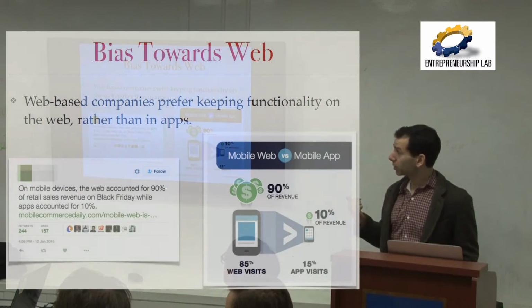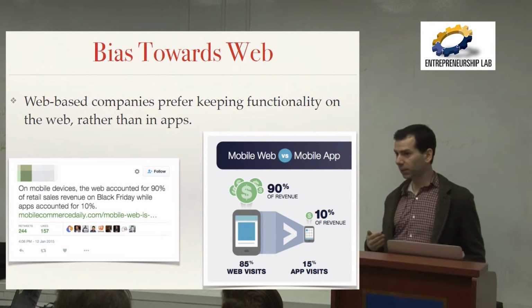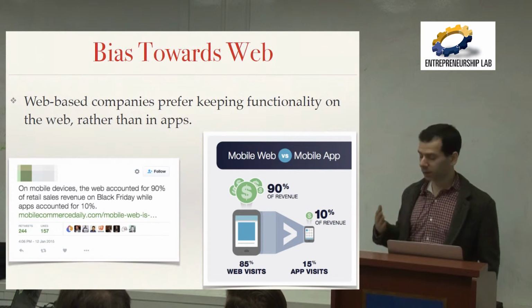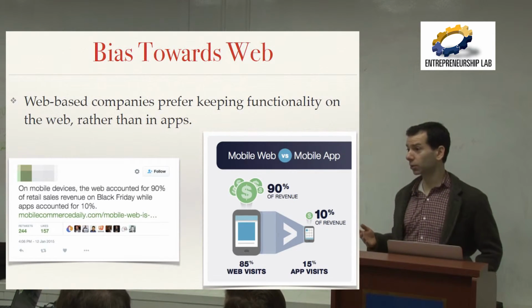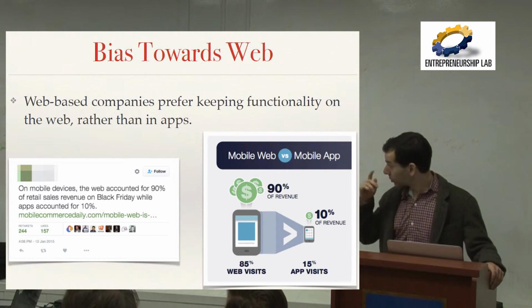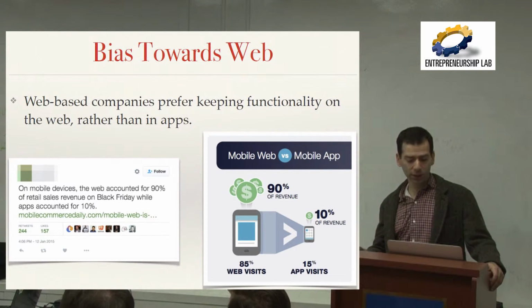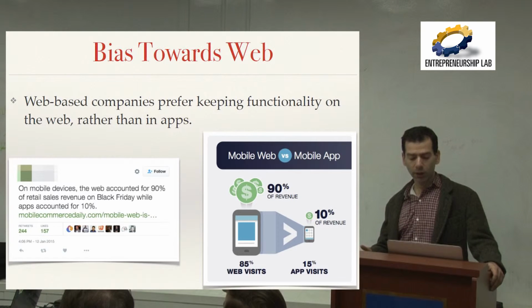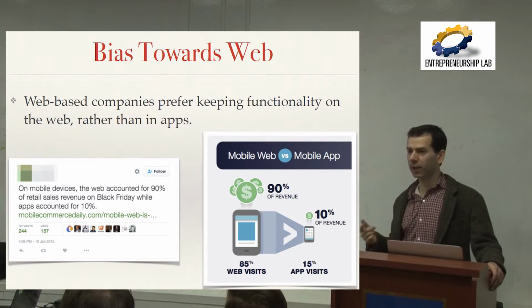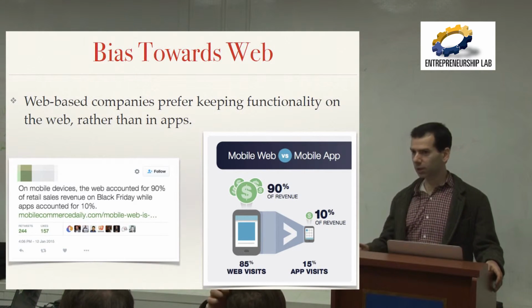I thought it was just worth putting one slide on the bias towards the web you sometimes see. A lot of companies are web-based. They're interested in keeping people buying stuff on the web rather than in their own little private app worlds. They prefer everything to be on the web. I was watching a video a few weeks ago, and I remember the speaker saying that 90% of revenue on Black Friday last year came from the web rather than apps. And I was quite surprised by that. 90% coming from the web rather than apps.